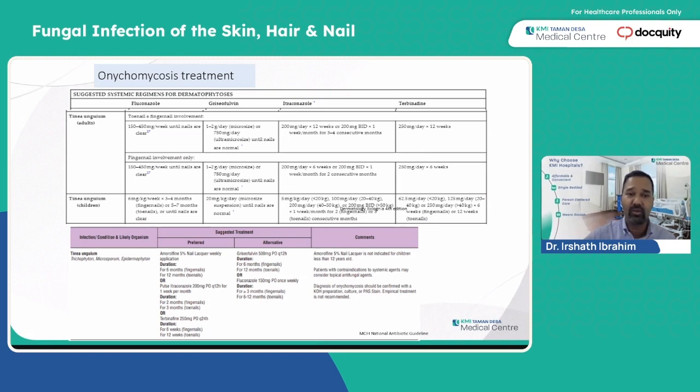If itraconazole is contraindicated, another option would be terbinafine. Terbinafine is a daily dose, 12 weeks for finger and toenail infection, and 6 weeks for fingernail infection. So it doesn't differ much from our MOH guideline. Please take a picture and you can compare and use this as your reference.